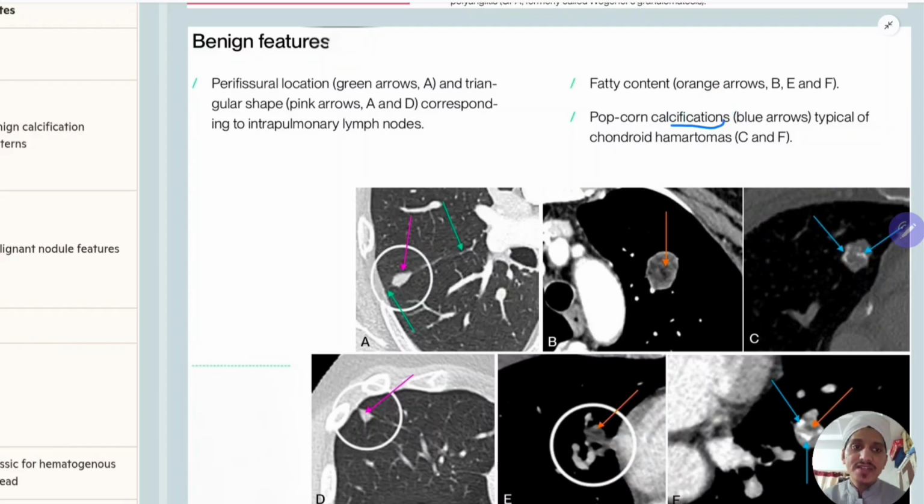Popcorn calcification: calcification is calcium, so it absorbs the rays and appears white, typical of hamartomas, with fat content and popcorn calcification. So C and F. See here, the whitish areas as these arrows point to are nothing but calcifications, and fatty tissue is light grayish in color on CT scan and also on X-rays. Triangular, perifissural, all these things are benign features of a nodule.